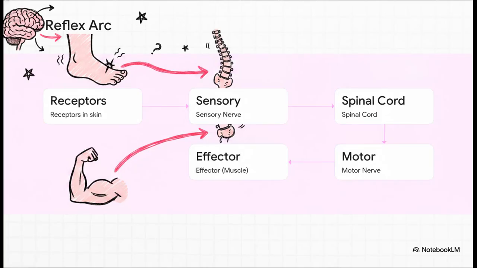If a question asks what happens when you step on a thorn, they're looking for the reflex arc. Laying out this exact 5-step sequence, starting at the skin receptors, going up the sensory nerve to the spinal cord, and then shooting right back down the motor nerve to the muscle effector, guarantees you full points. It's clean, it's accurate, and it perfectly matches the marking scheme.